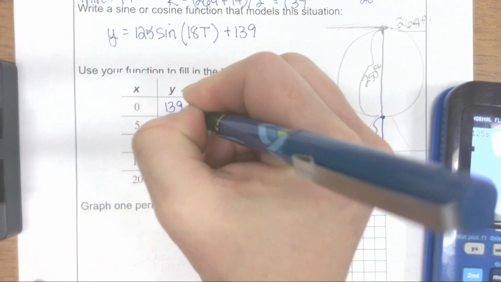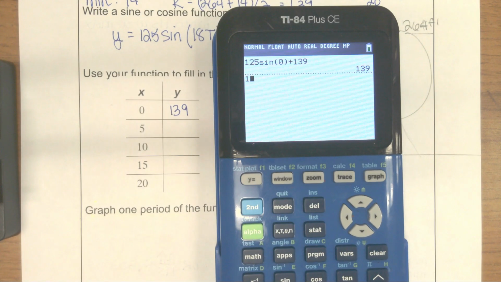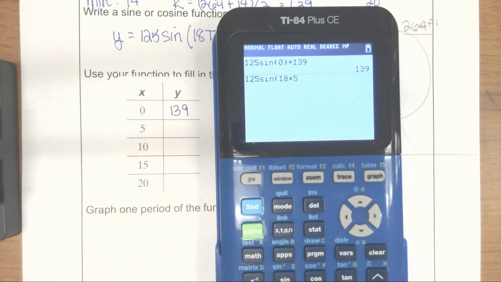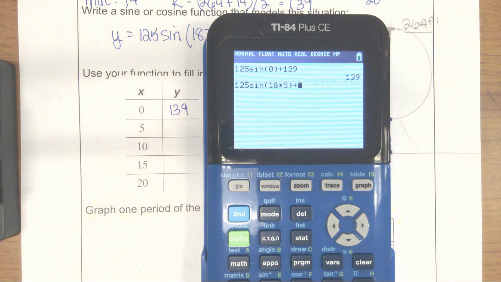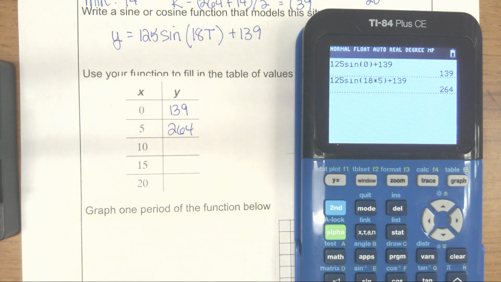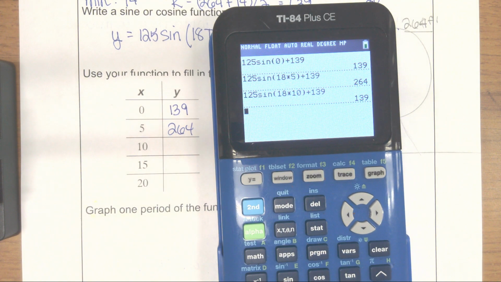That makes sense. If I plugged in 5, I'm simply putting 5 in for t. I'm going to just leave that right in there. 18 times 5 plus 139. Okay, I get 264. That's actually its maximum, okay, which if you're noticing here, I have one period sketched, so that's what's going on. 125 sine of 18 times 10 plus 139. Some of you are in your head making a prediction. It's going to come back to the middle, 139.